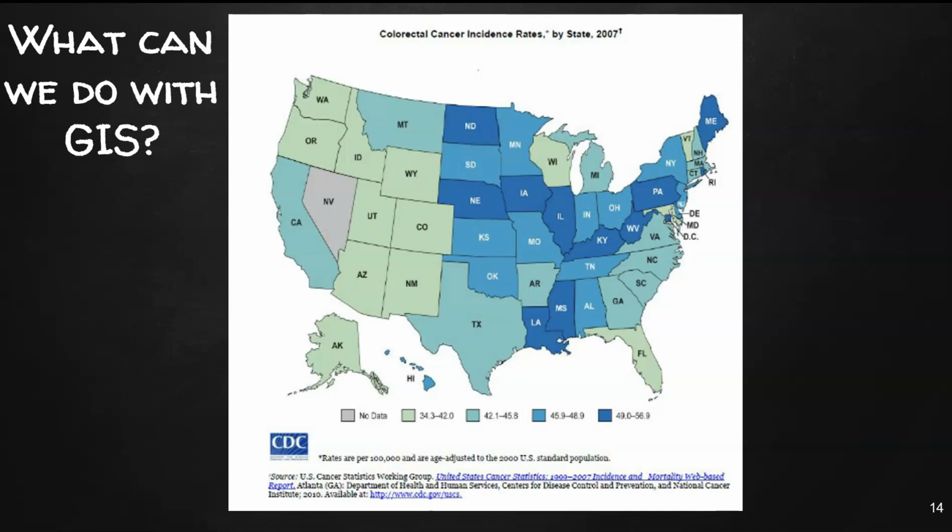So that's a little overview of what GIS is and some basic examples of what you can do with GIS. You can do far, far more analysis and statistical analysis with GIS, but these are just some basic ideas of how GIS might be used.